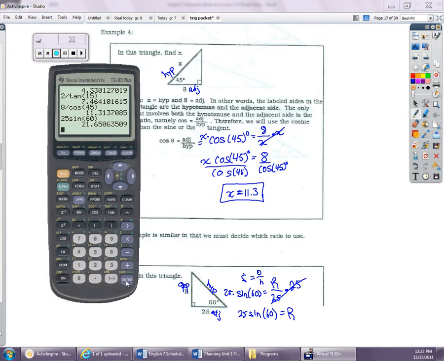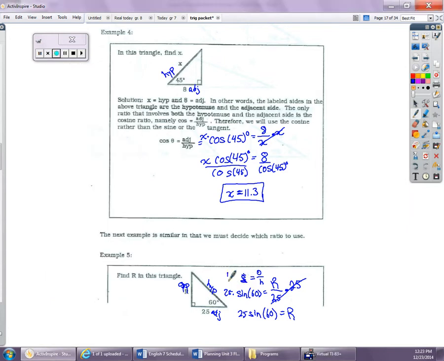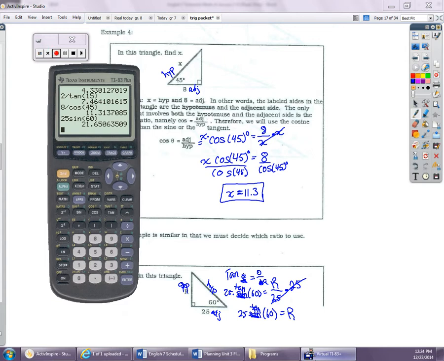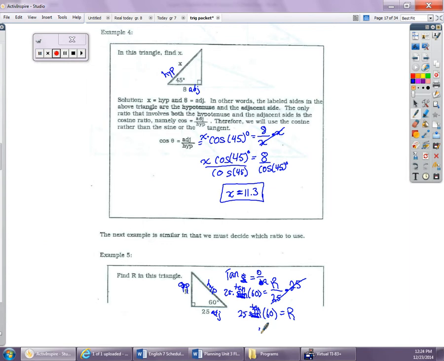25 sine of 60, and we get 21.6. Oh, sorry. It's not sine. I did that wrong. It's tangent. What was I thinking? Opposite over adjacent. We're given the opposite and adjacent. So it's actually tangent. Whoops. So since it's opposite and adjacent, we have the tangent. So we do 25 tangent of 60, which gives us 43.3. So 43.3 is equal to the value of r.